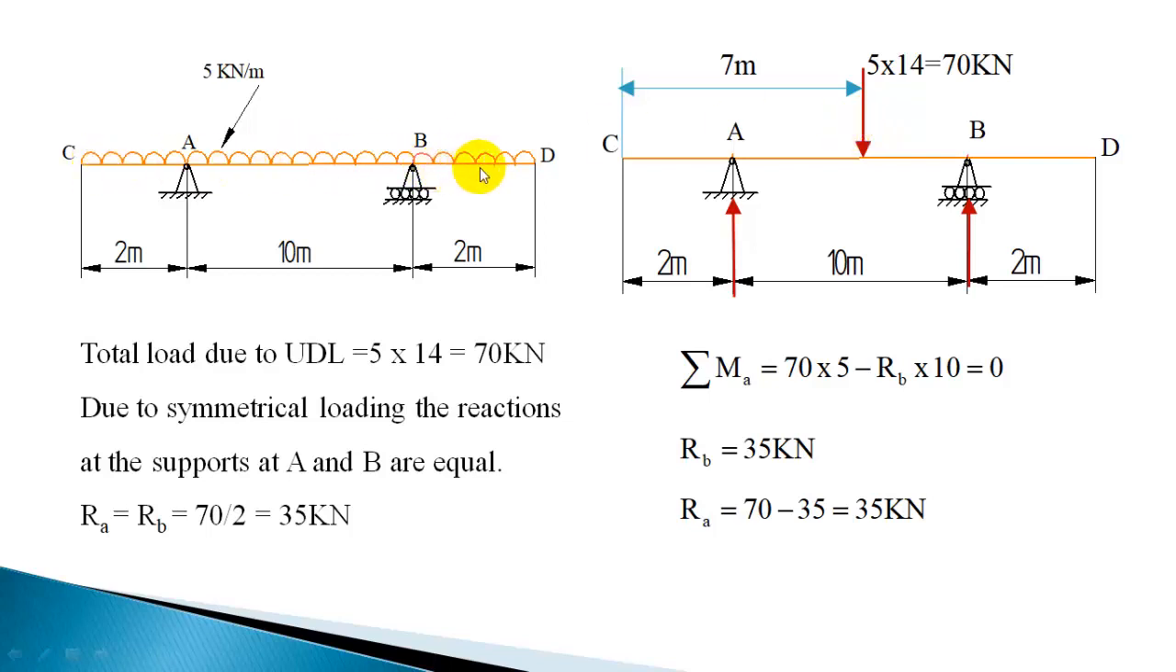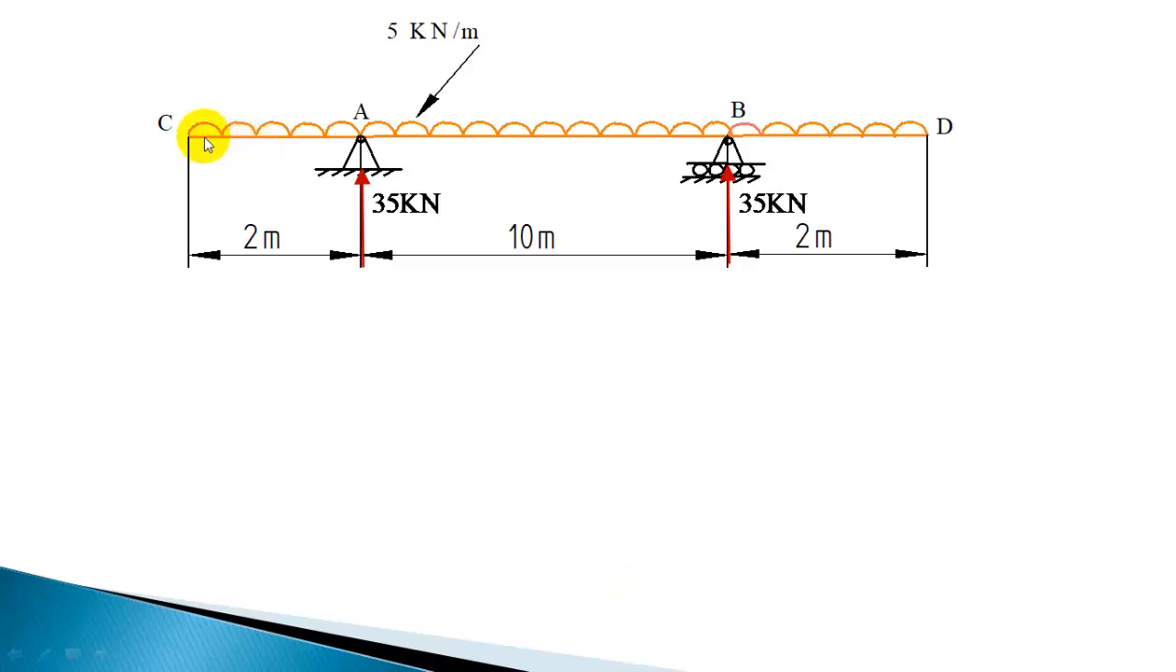For a distributed load, you should draw the shear force and bending moment diagram. Now let us calculate the shear force at various points. Now when UDL acts, you have to find out the shear force at either end of the sections. So here CA is the first section. In CA you have to calculate immediately right of C and immediately left of A.